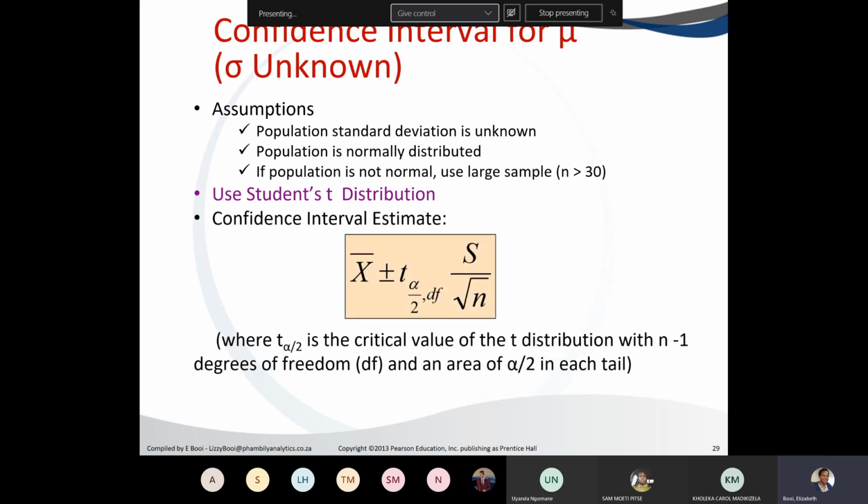To calculate the confidence interval, we use the point estimate plus or minus the critical value. And in this instance, because it's the critical value of T, it has t alpha divided by 2 and the degrees of freedom, and our degrees of freedom is n minus 1, times the standard error. Since we are not given the population standard deviation, we are given the sample, so it will be s divided by the square root of n.